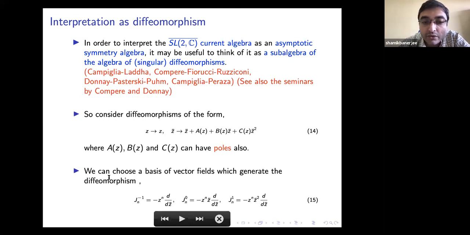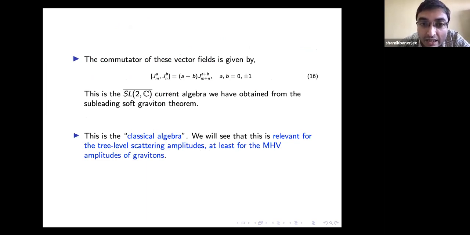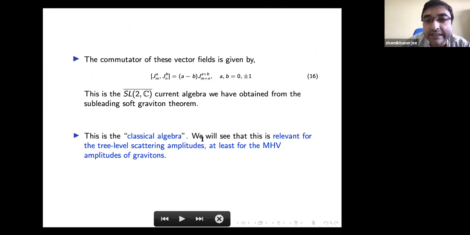Now what we can do is choose a basis of vector fields which generate this diffeomorphism, and they are of this form. So we have just done a mode expansion of a(z), b(z), and c(z), and then you get vector fields of this form, and their algebra is the same as the SL2C bar algebra that you saw. Now this is the classical algebra, but it turns out that this is the one which will be important for our case actually. Okay, so this is essentially that.